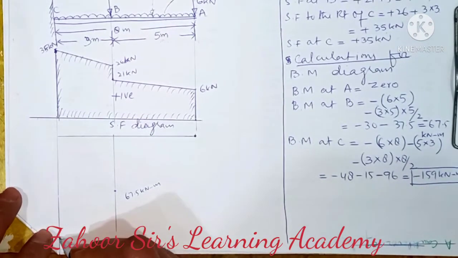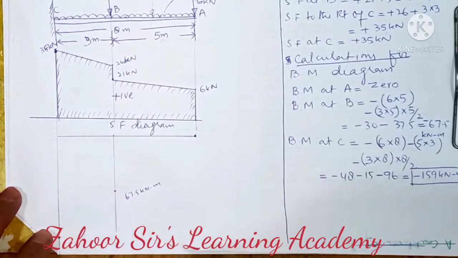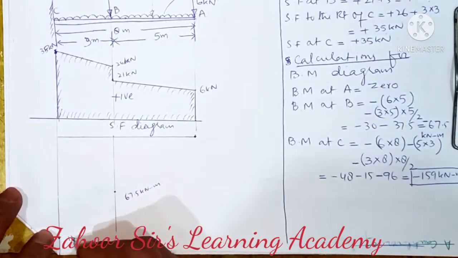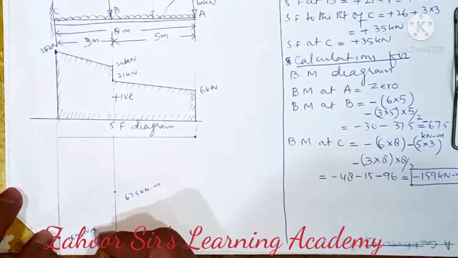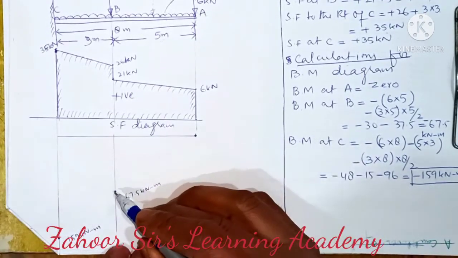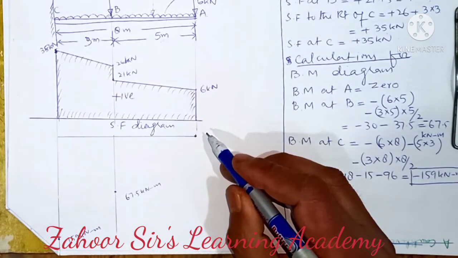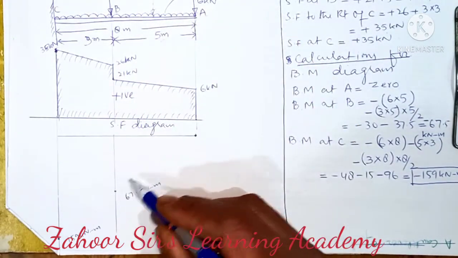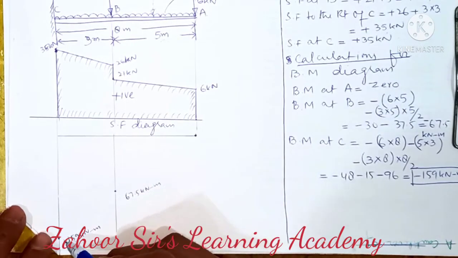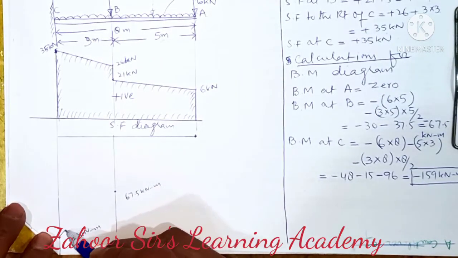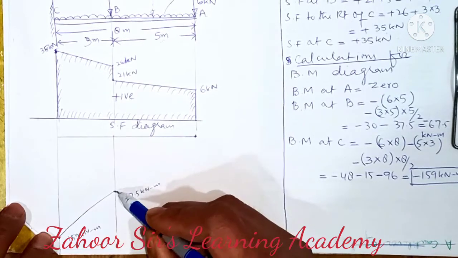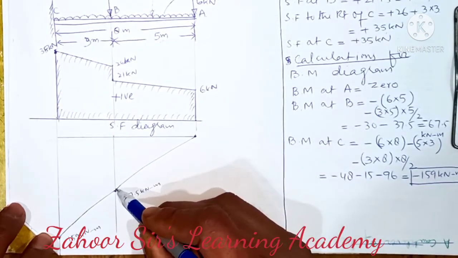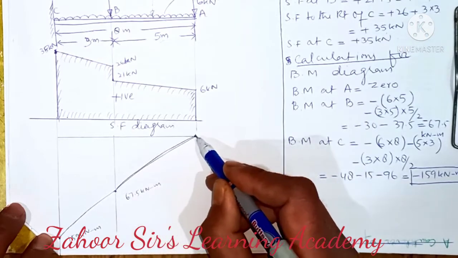Okay, BM at C. At C it is somewhere here. This is the C point. So it is 159 kilonewton meter. Now in case of the BM diagram, because this is all UDL, these points need to be connected with a smooth parabolic curve. Not with a line, but with a parabolic curve.